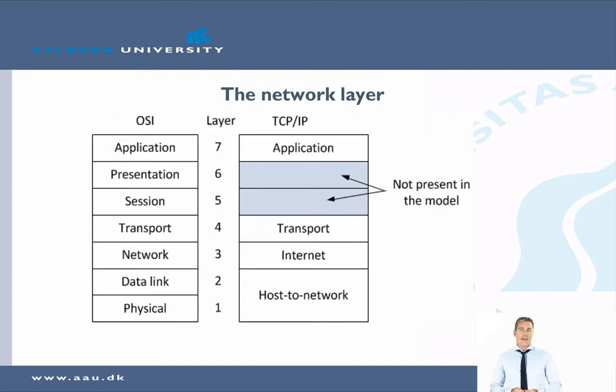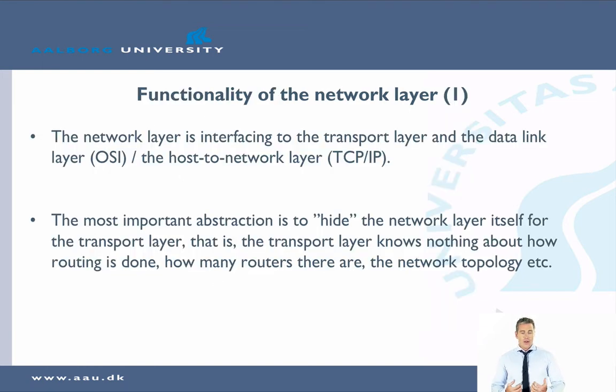So looking at the network layer in the context of OSI and TCP/IP, you will see that it's layer 3 in the OSI model. So it is between the data link layer and the transport layer. And therefore we would also say that the network layer is interfacing to the transport layer and the data link layer. And the most important abstraction is to hide the network layer itself from the transport layer, so the transport layer knows nothing about how routing is done, how many routers there are, the network topology, etc.